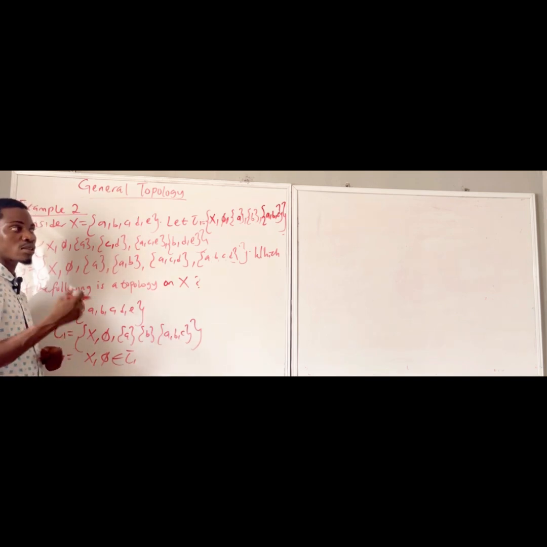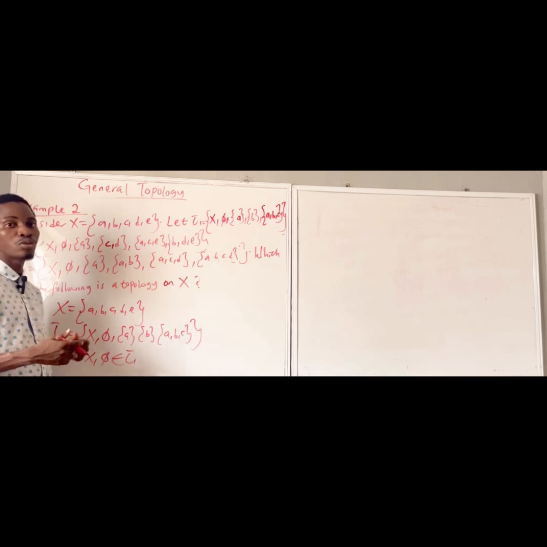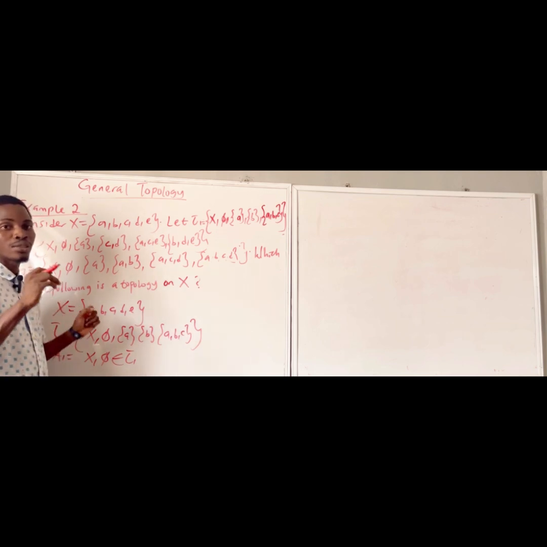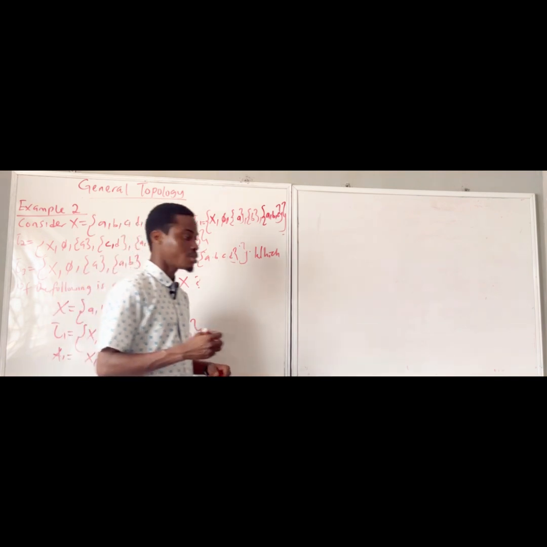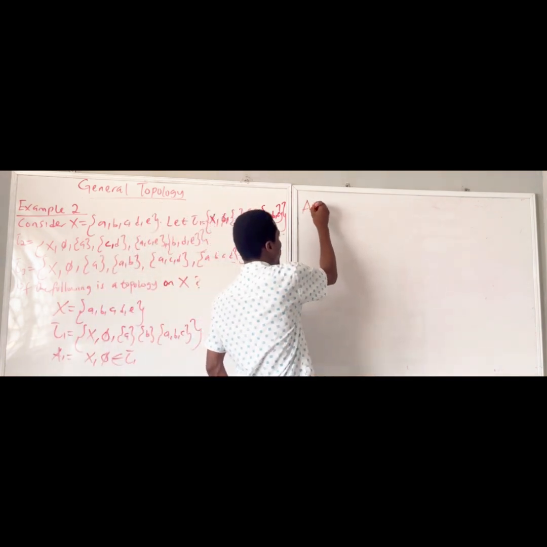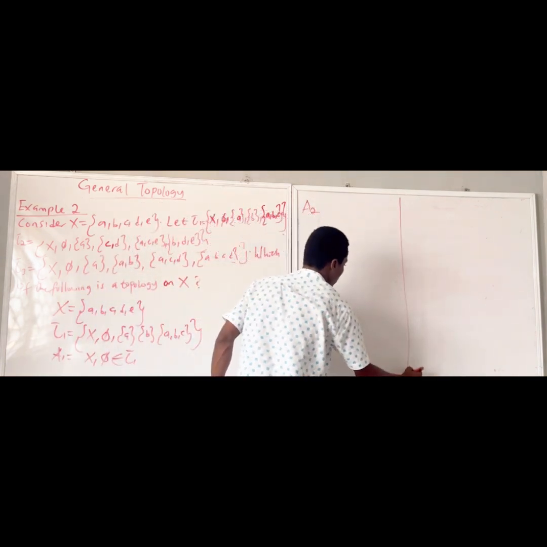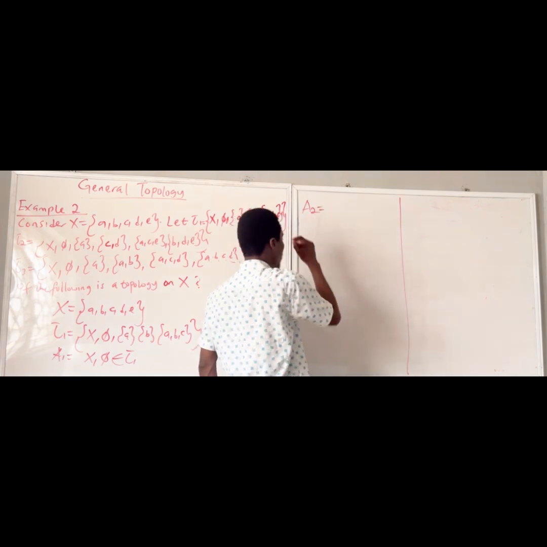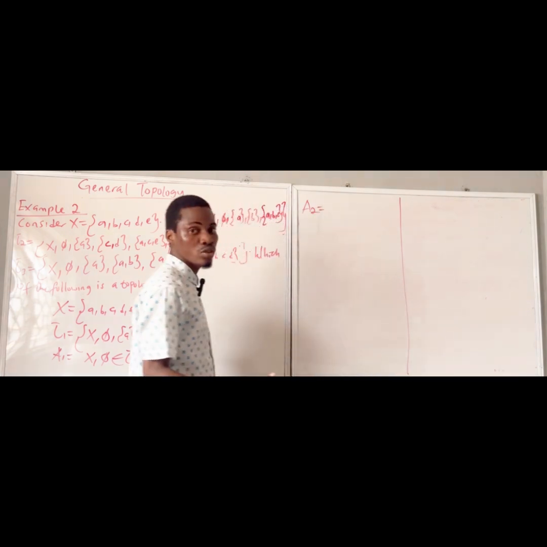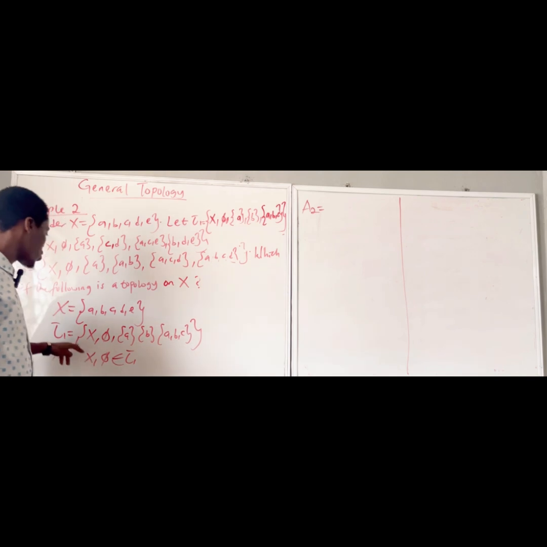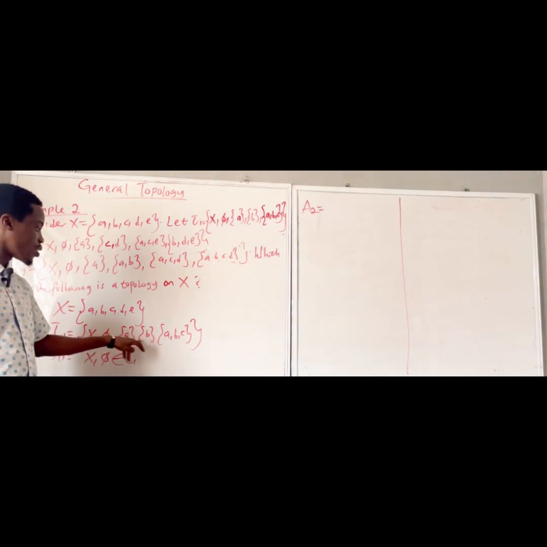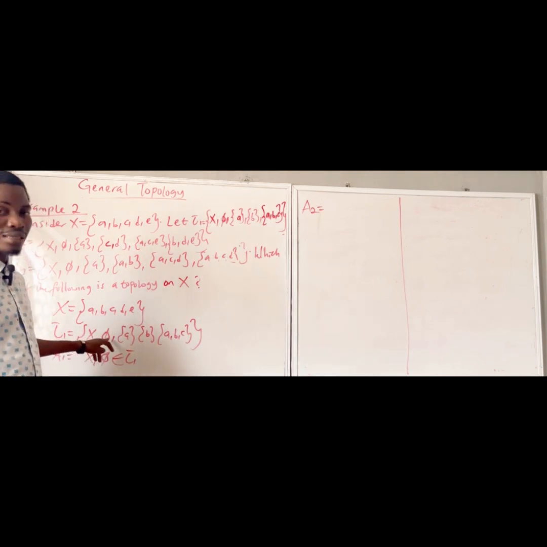We have to test for issue 2. Issue 2 is to find the union. We have to find the arbitrary union of the given sets. Then issue 3 is to find the finite intersection. Let's consider issue 2. Issue 2 is to find the union of these sets. Considering Tor 1, we have to find the union of these, and the result must be an element of the topology. So let's consider our X and the empty set.